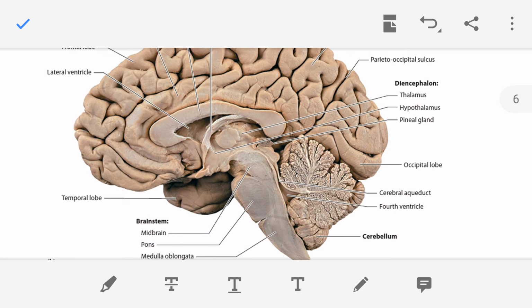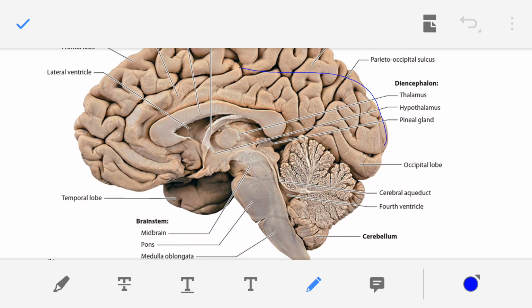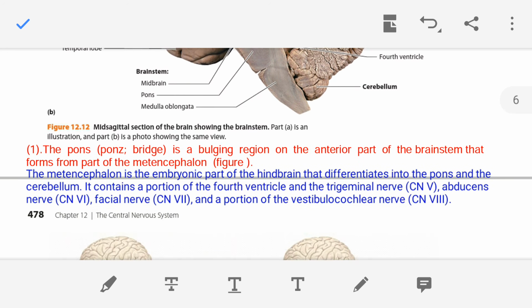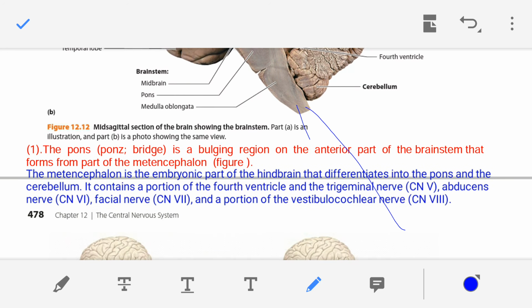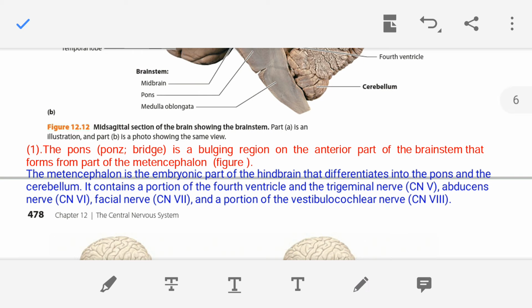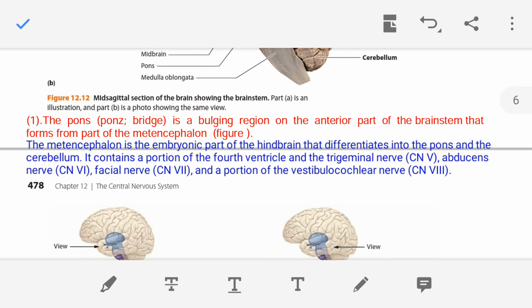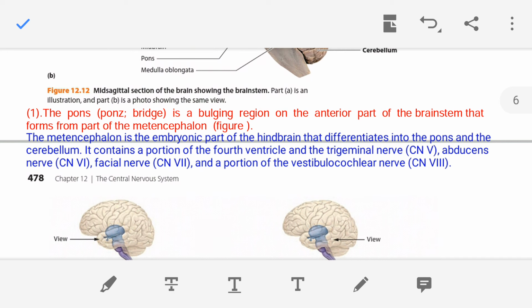For example, this part of the brain, and we know the spinal cord. How are these two structures going to connect? All the tracts pass through the pons. So the pons is the connecting link between the brain and the spinal cord. That's why the pons is also known as the bridge.